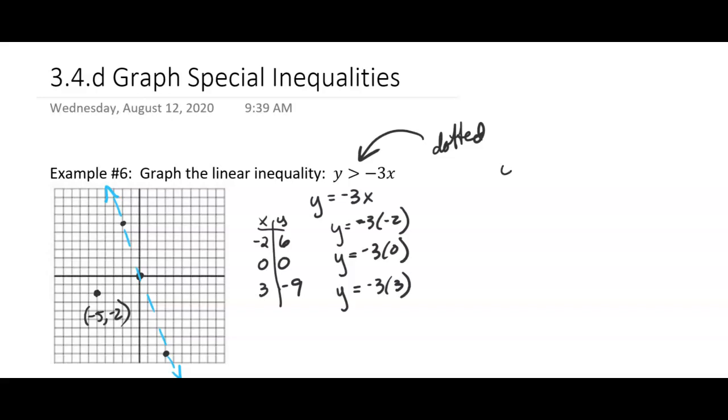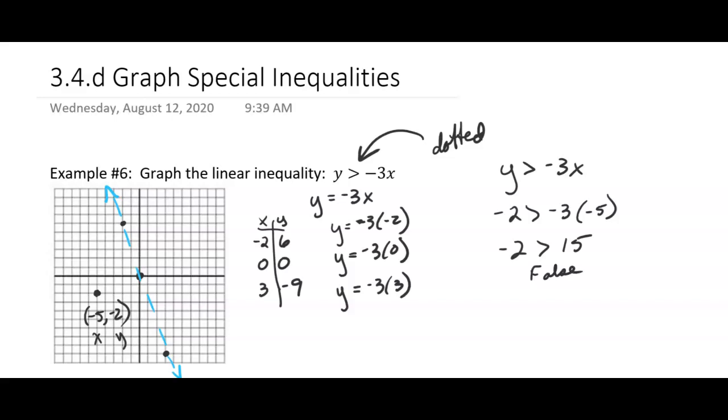So I'm going to say y is greater than negative 3x, and now I'm going to put in for x a negative 5 and for y a negative 2. So negative 2 is greater than negative 3 times negative 5. So I do the math. Negative 2 is greater than 15. Now I have to stop and say, is that true or false? Is negative 2 greater than 15? No, this is false. A negative number is never bigger than a positive number.